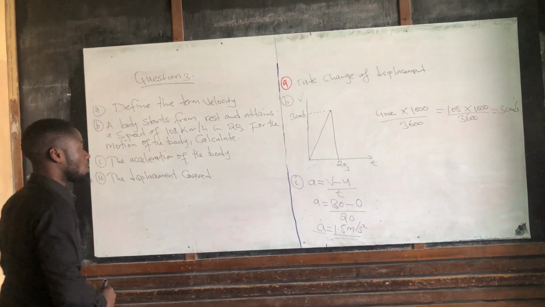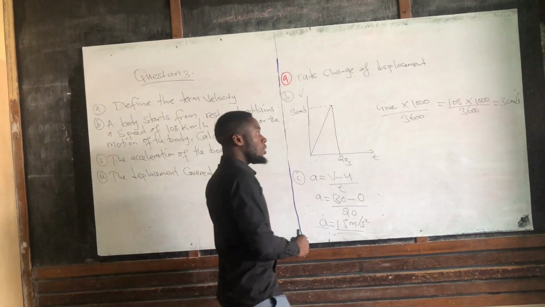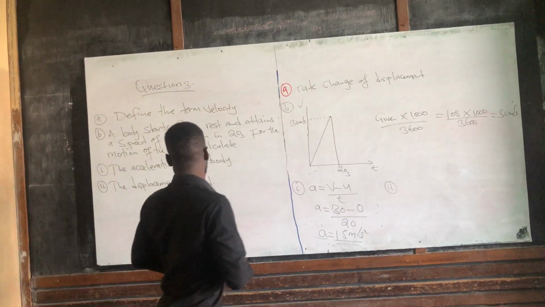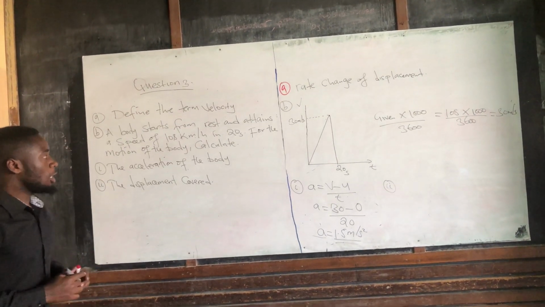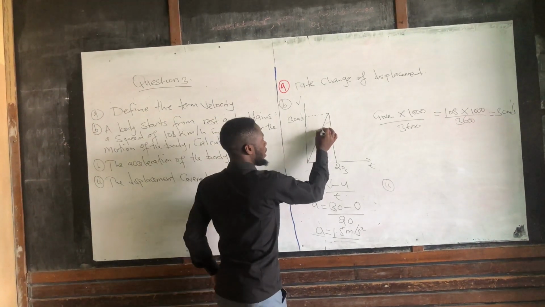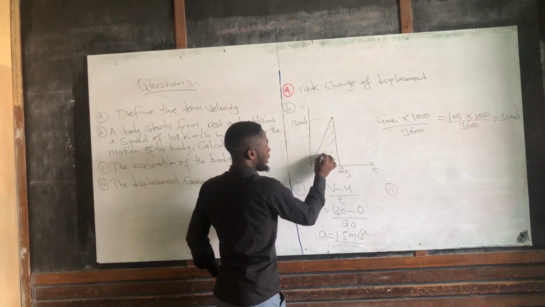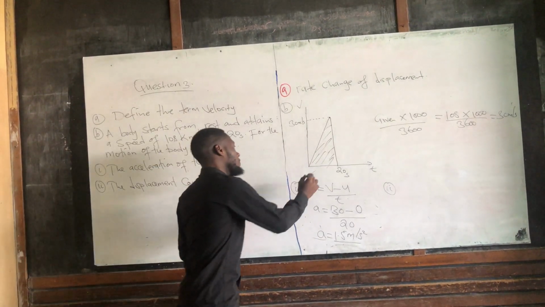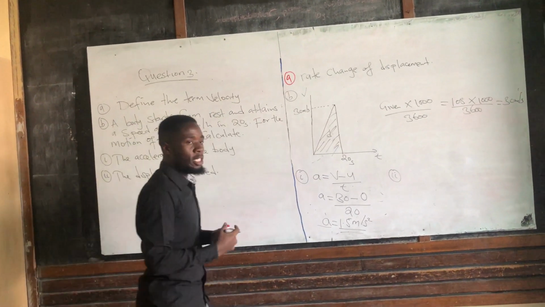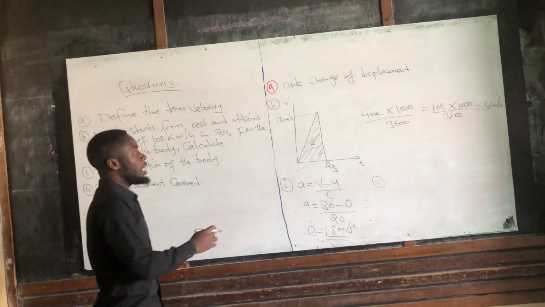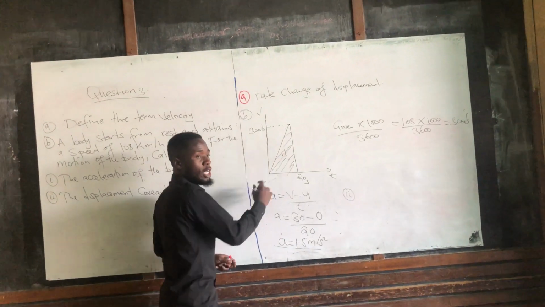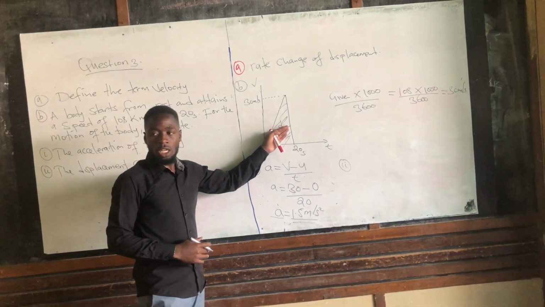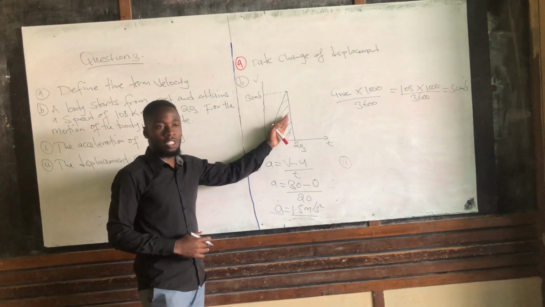We are done. So for two, Roman numeral two, so say the displacement covered. So the displacement covered, we are looking for this here. The displacement here. So the displacement covered, which is the dx. So how do you find the displacement covered? So you can see that here you have formed the triangle. So the displacement is just the area of this triangle. The distance covered is just the area of this triangle.